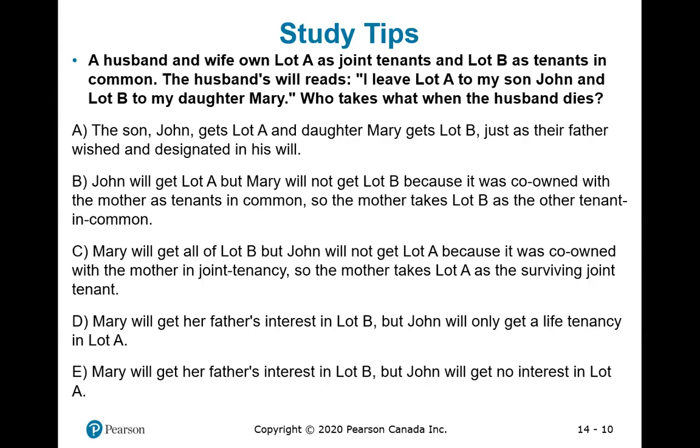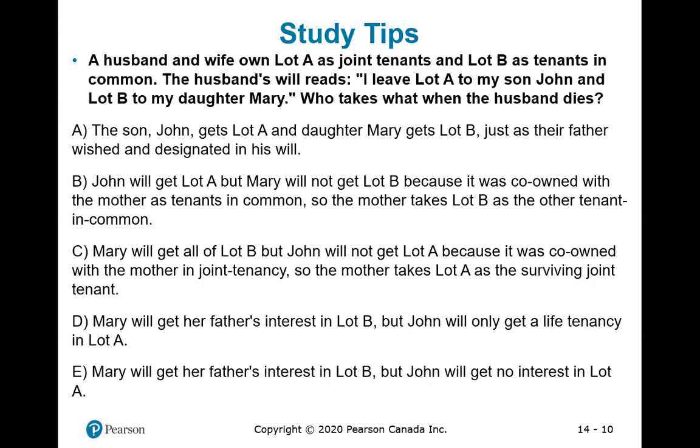John will get no interest in lot A. Is this right? Yes. That's right, because A, you told me before, joint tenancy. So A will be only with the wife. Does it make sense?